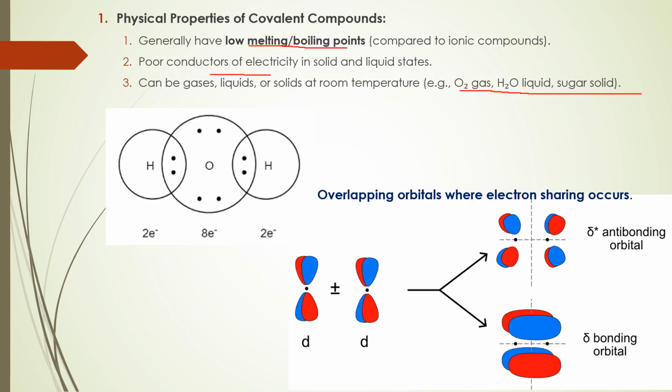Hydrogen needs one electron to complete its shell, and oxygen needs two electrons to complete its shell. So they share those electrons, and now they all have a complete outer shell. So it is a happy family.